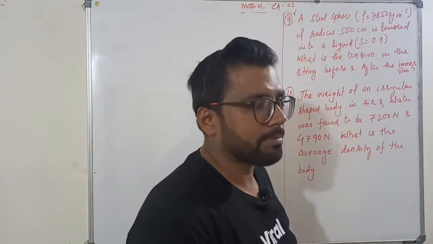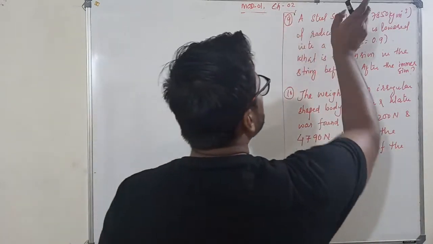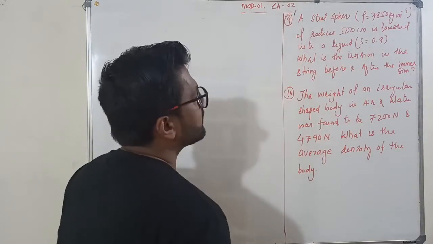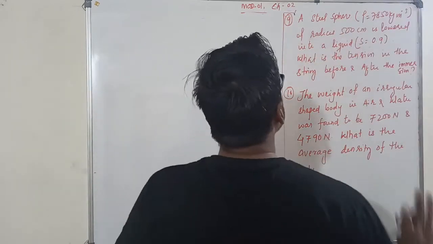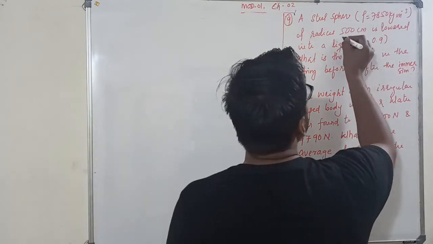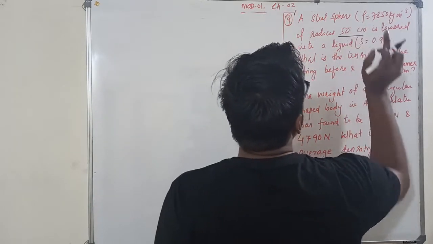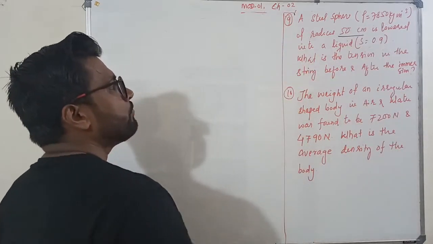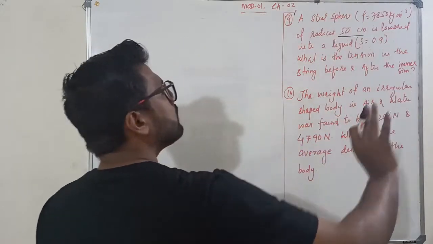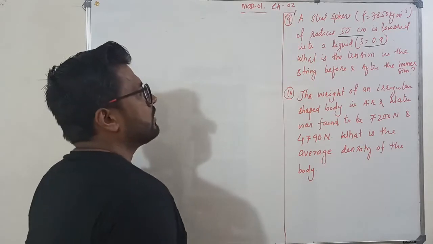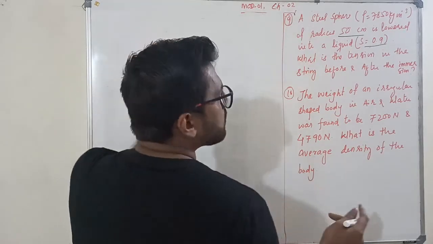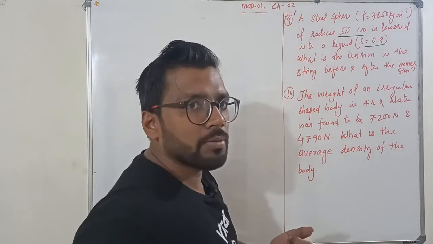So now let's come to our last 2 problems for the day. Then we'll wrap. So you have a steel sphere. The density of the steel sphere is given as 7850, and the radius is given as 50 centimeter. It is lowered into a liquid. The liquid specific gravity is given as 0.9. How are you going to lower it? We are going to lower it with the help of a string.